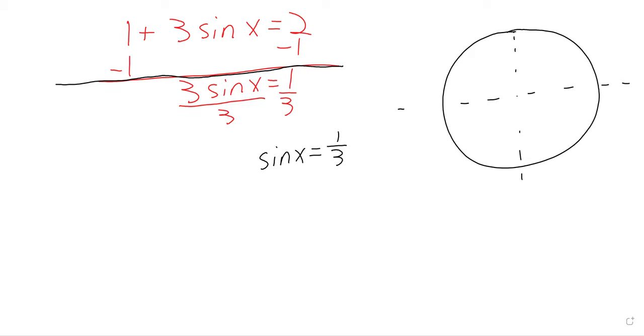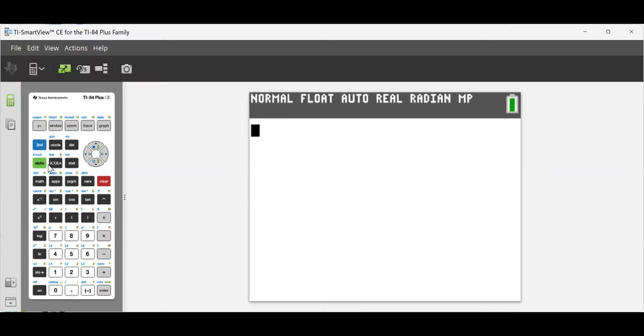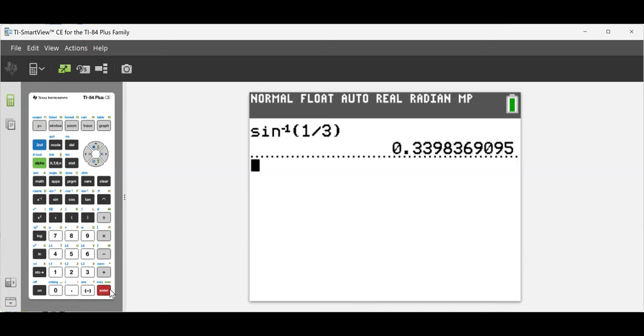Let's get the calculator up. My online students can also see that as we wait. Okay, let's try that again. The arc sine of 1/3 gives us 0.3398. So if we round it, we can keep four decimal places, 0.3398.